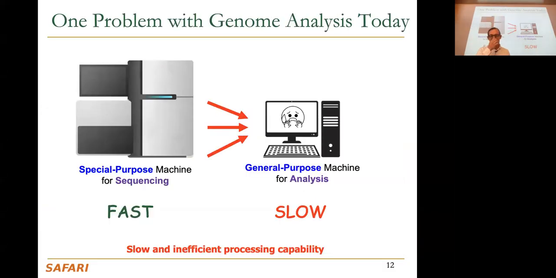So the takeaway is you have this special purpose machine for sequencing, and this is the big device, as you can see. It's very specialized, and you have a general purpose machine for analysis, and that doesn't match up, basically. There are two reasons why it doesn't match up. One is this is general purpose. We send it to data centers, for example. It becomes extremely inefficient. You get your analysis after 2 weeks, which may not be good in many cases.